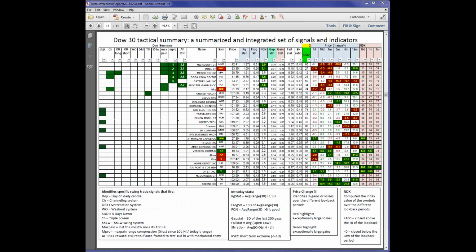Looking at the auto framer now in the tactical summary for the Dow. Microsoft at 5.8, Intel 2.1, Merck 2.5 to 1. Got a handful of channeling and overreactions. We have a triple screen here in UNH. We got a handful of quality frog numbers. Nothing firing on the RSI2. So just a few to choose from here.